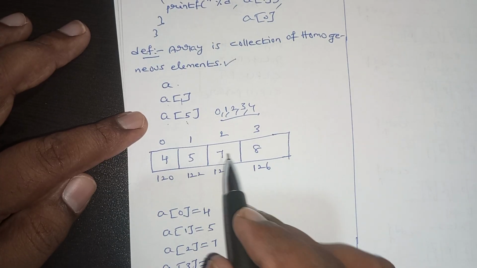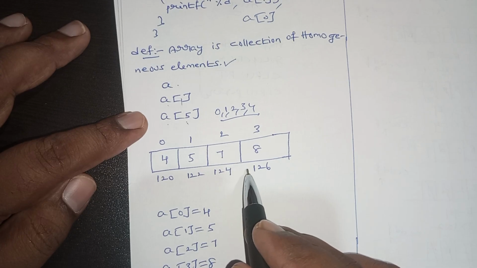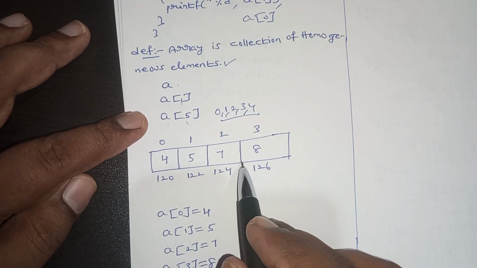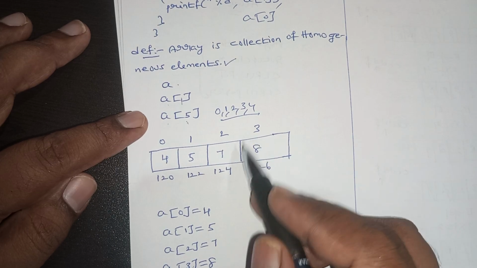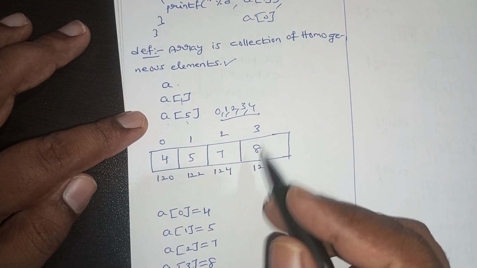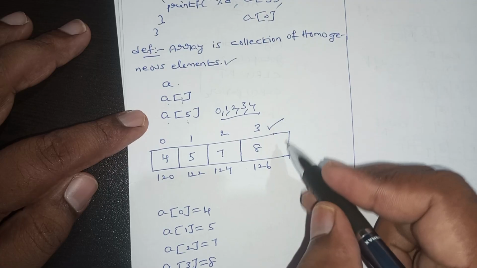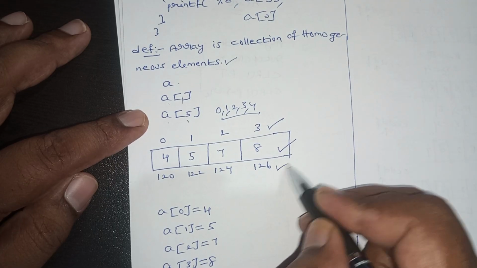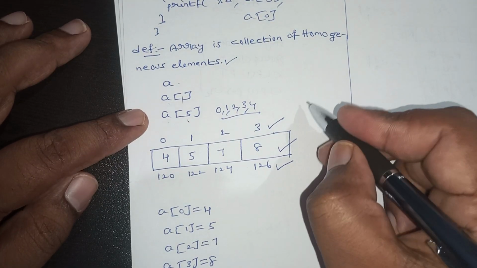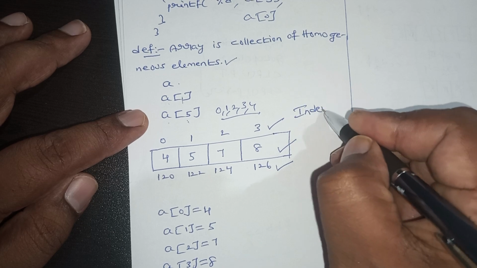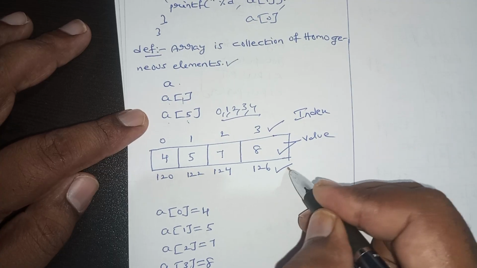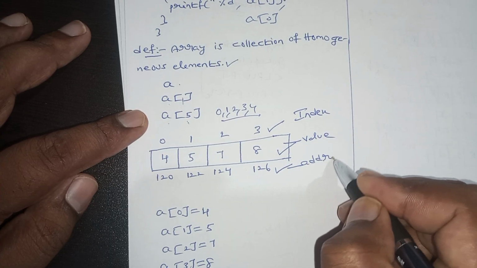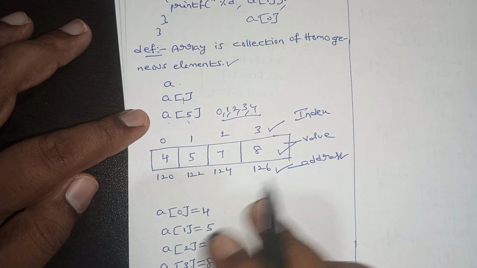If you take an array, make a note that this is not visible to us; it is in the background, in memory, and it will be shown like this. In an array I have three things: index, values, and the address of the array. This is the index, this is the value, and this is the address.